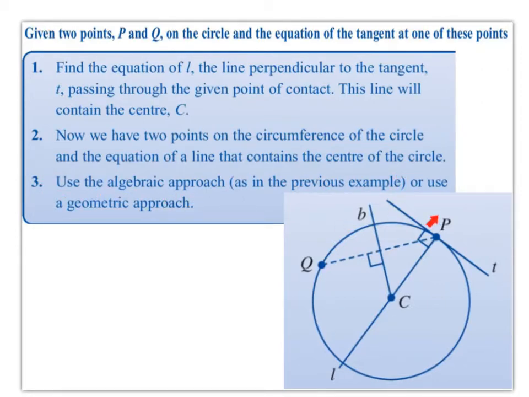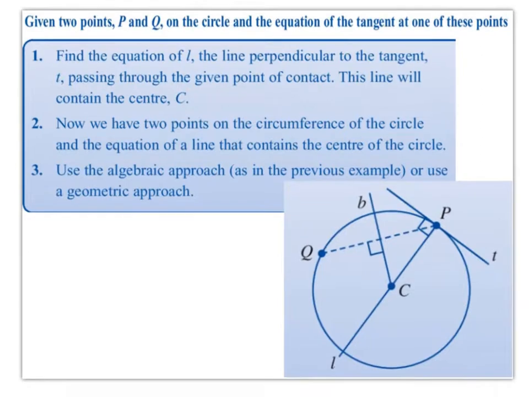So here we have the circle. Here we have the tangent T. We're given the points P and Q that are on the circle. We know that the line that is perpendicular to the tangent must pass through the centre. And we also know that the perpendicular bisector of the chord QP also passes through the centre C.